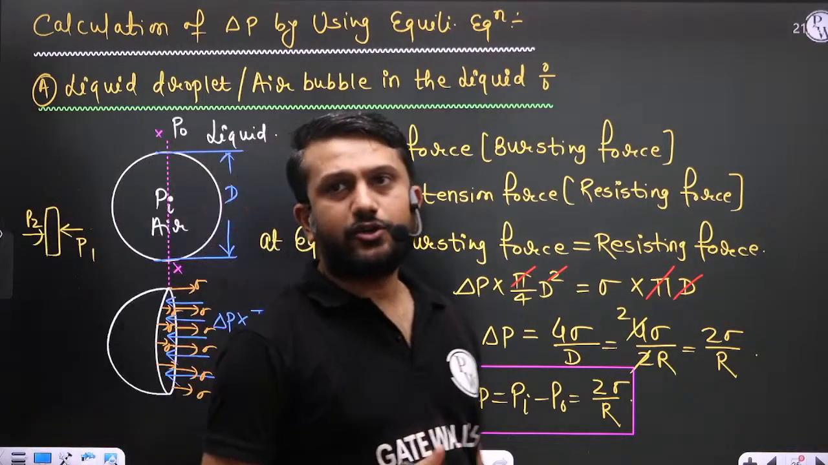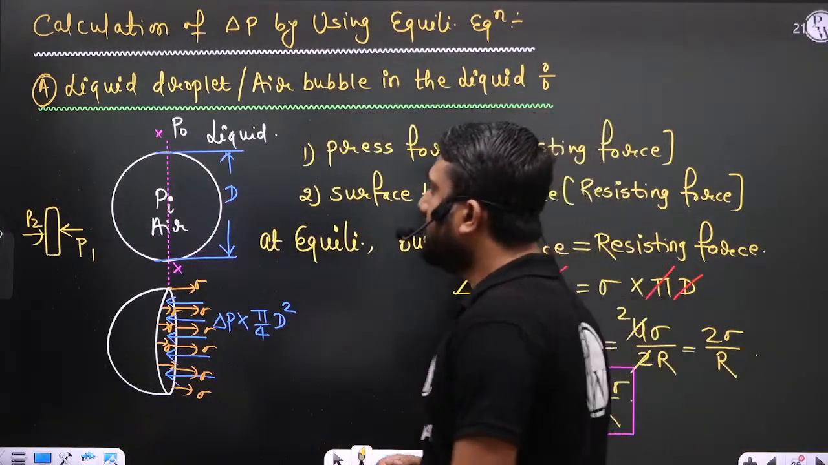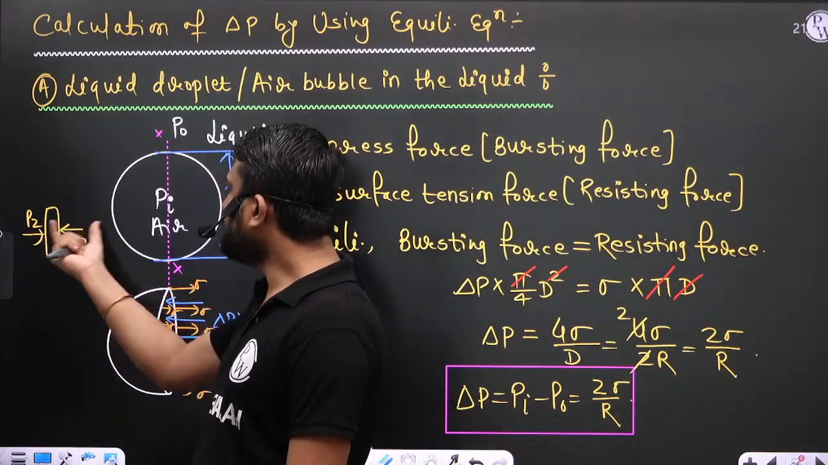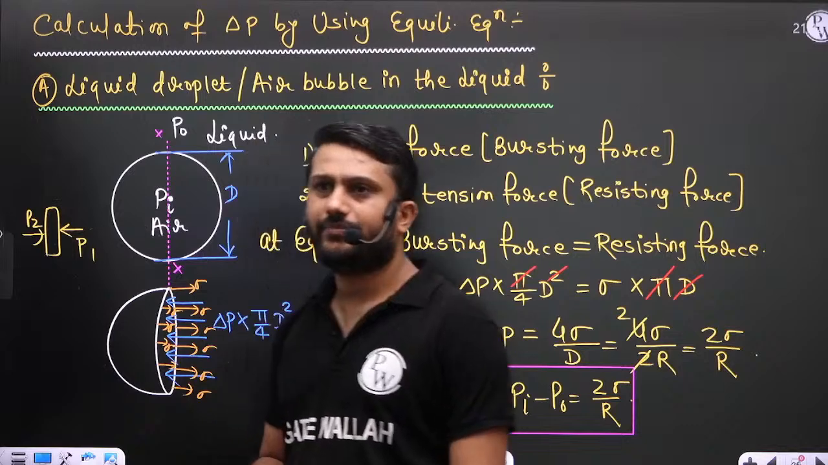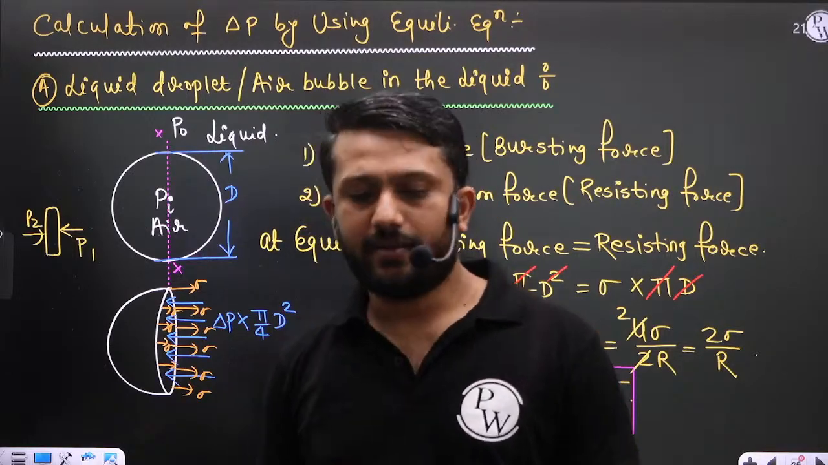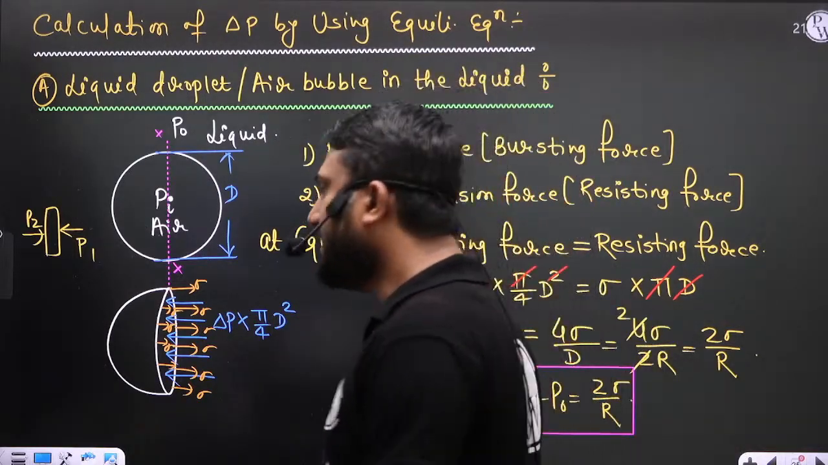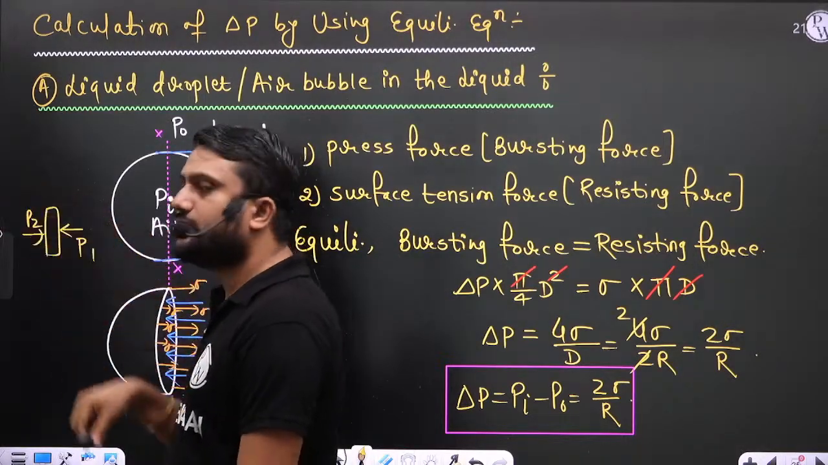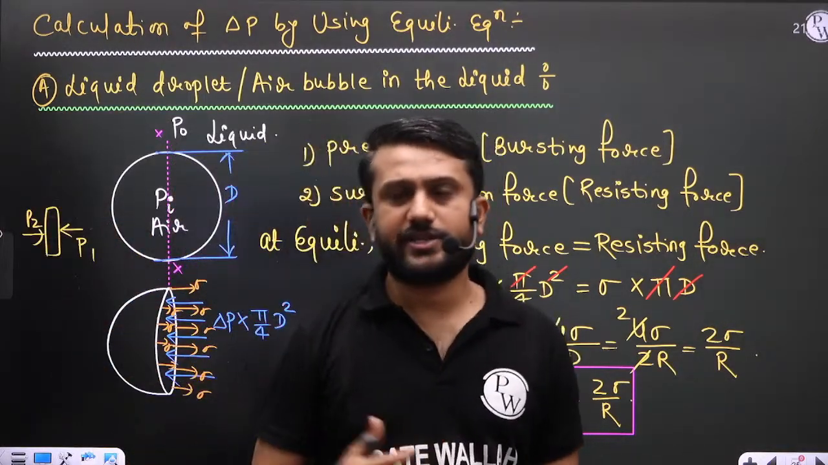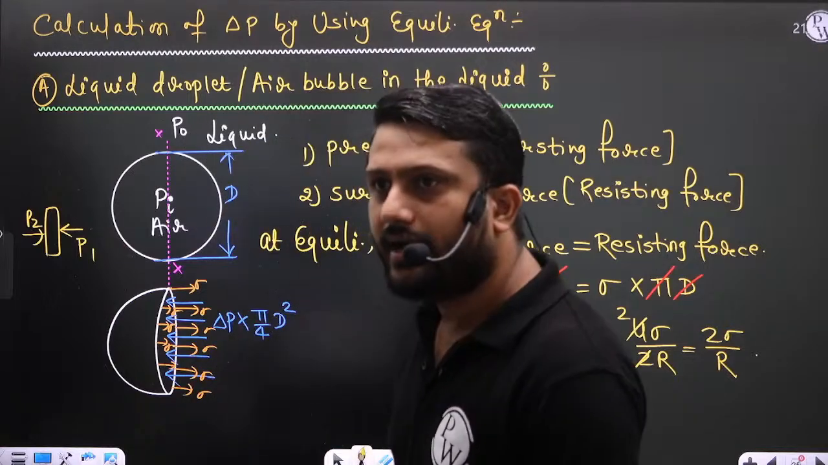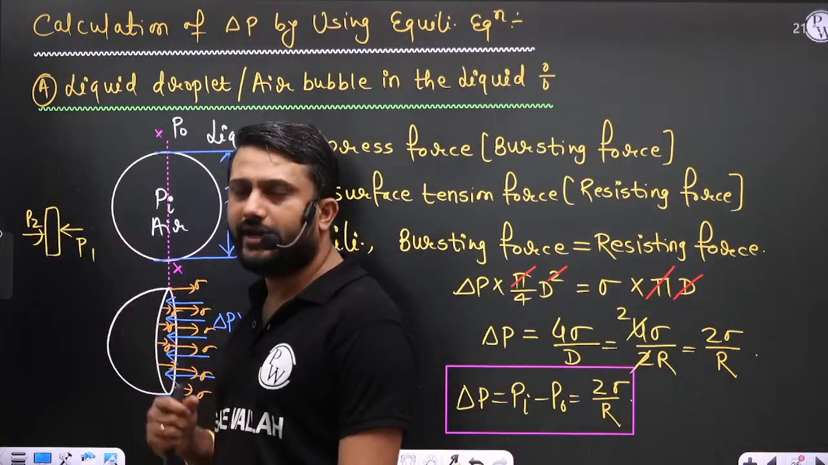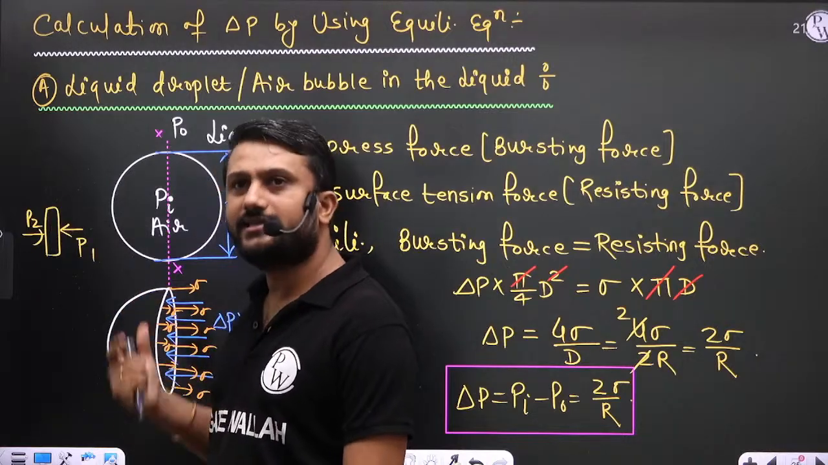So if I ask you what is the total pressure force? The total pressure force is delta P multiplied by area, na? If there is a surface like this, on this side pressure P1 is acting, on this side pressure P2 is acting. What is the total pressure force on this particular element? The delta P into area, na? That is the same thing.